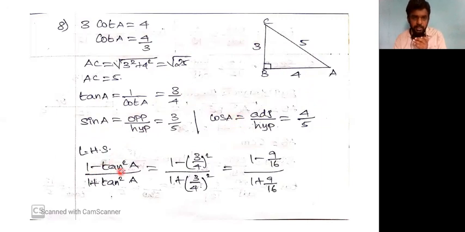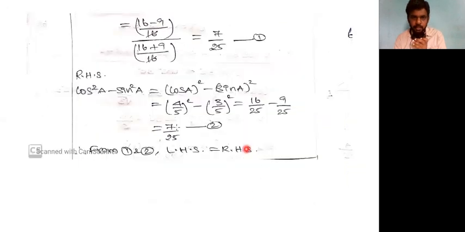Left hand side is 1 minus tan square A divided by 1 plus tan square A. Tan A value is 3 by 4, so tan square A is tan A whole square, as we have seen in the previous sum. So 1 minus (3 by 4) whole square, the whole divided by 1 plus (3 by 4) whole square, which is equal to 1 minus 9 by 16, the whole divided by 1 plus 9 by 16. We have to take LCM in the numerator and denominator. So (16 minus 9) by 16, (16 plus 9) by 16, like this. The 16 and 16 get cancelled since these two are the denominators.